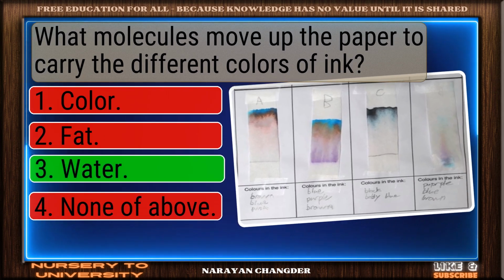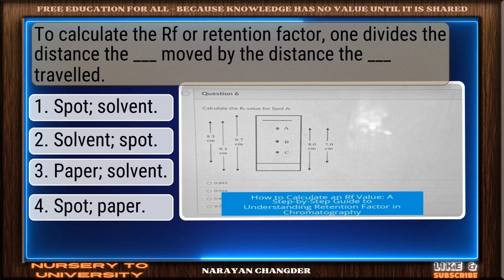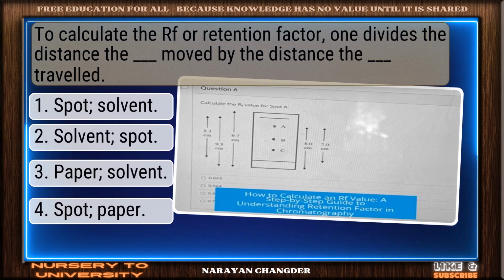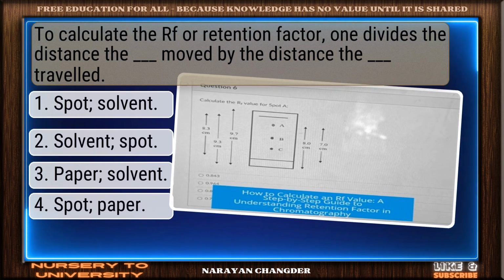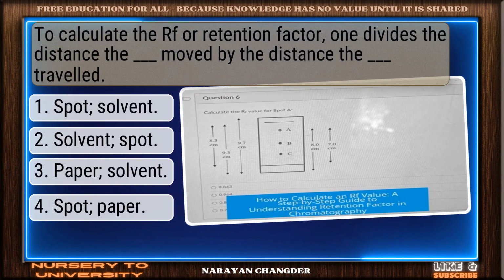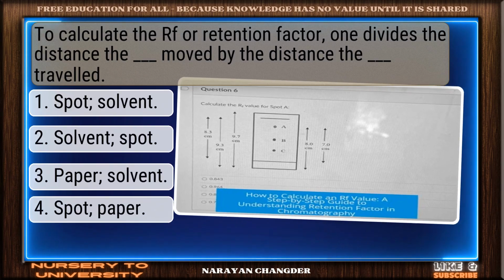Exactly, water. To calculate the Rf or retention factor, one divides the distance the spot moved by the distance the solvent traveled. Option 1, spot solvent. Option 2, solvent spot. Option 3, paper solvent. Option 4, spot paper.